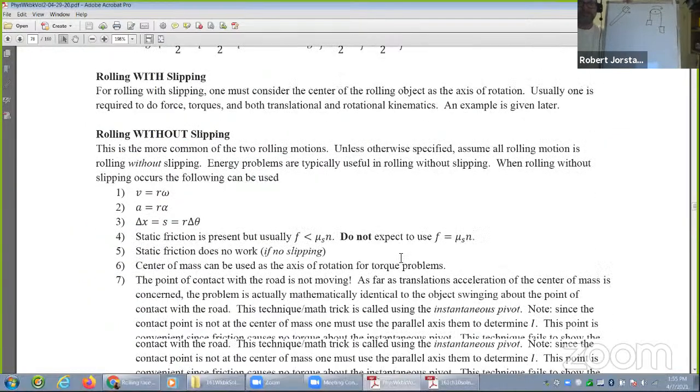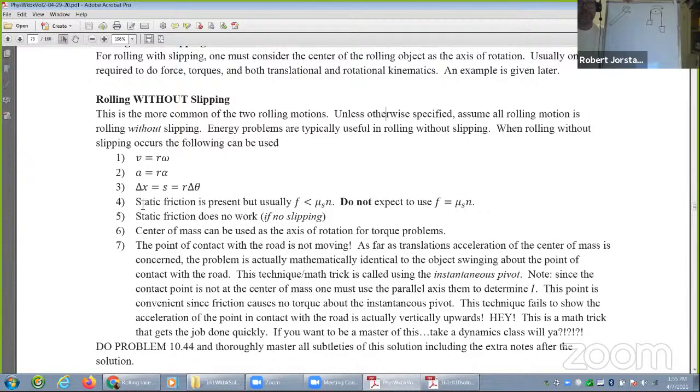Next. Now here's something crazy. Look at all this junk you've got to know. Static friction is present. However, it's without slipping. If it's without slipping, do not expect to use the slipping condition. We're probably not on the verge of slipping. So generally speaking, we cannot assume F equals mu static times the normal force.